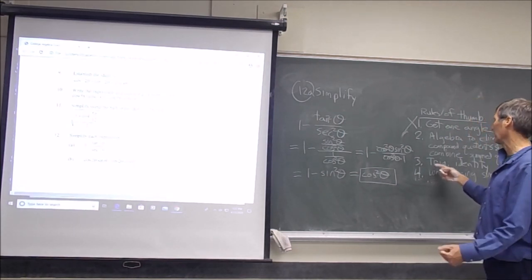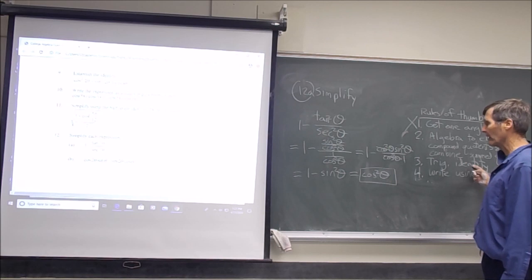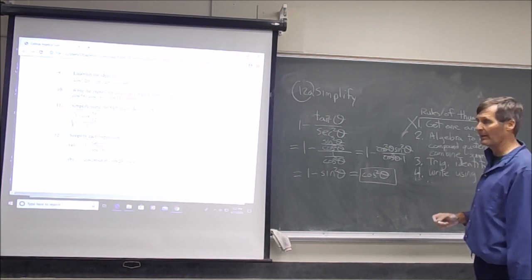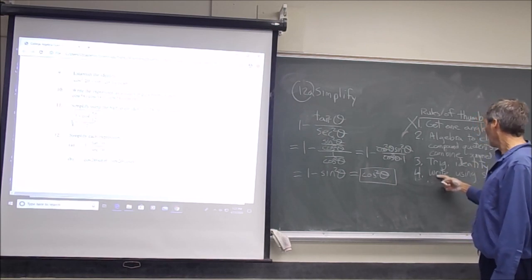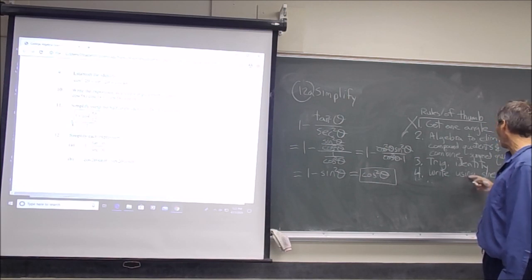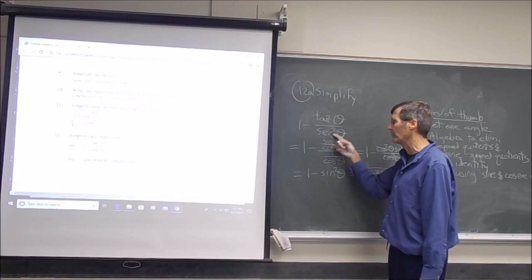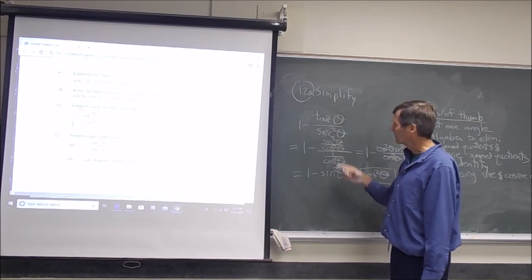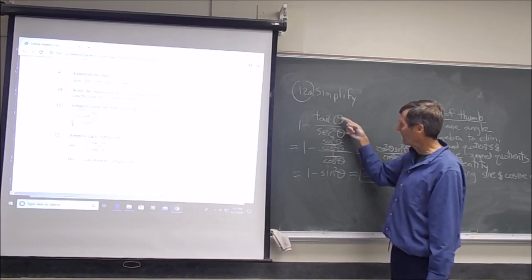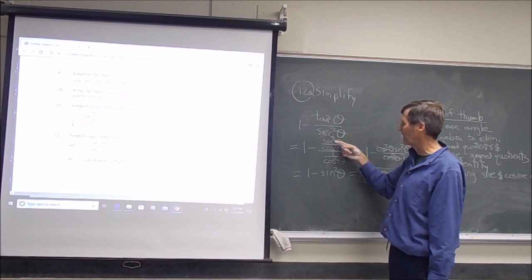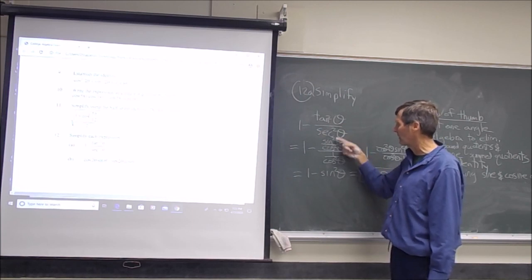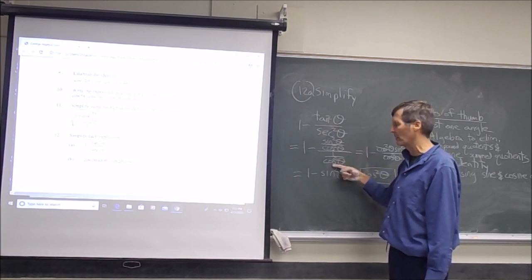Suppose I didn't recognize that. I could try a trig identity. I don't see a trig identity that makes it simpler, so I won't try that. The last hint is if you're stuck, try using sine and cosine only. I almost always do that when I see more than 2 trig functions. So if I have tangent squared over secant squared, I can write tangent squared as sine squared over cosine squared, and secant squared is 1 over cosine squared.